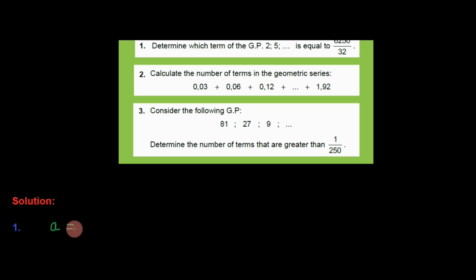The first term A is 2. The common ratio R we can get by taking term 2 divided by term 1. So 5 over 2. We're given the value of the nth term. It's 6250 over 32, and we must find n.